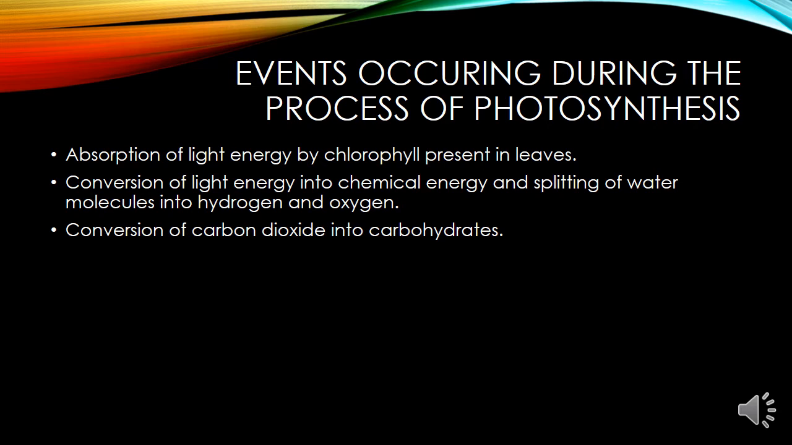The second important step is that the light energy which is absorbed is converted into chemical energy, and the water, which is also absorbed by green plants through the root system, is broken down into hydrogen and oxygen. Now the question comes, from where does this oxygen come? It is due to splitting of the water molecule.